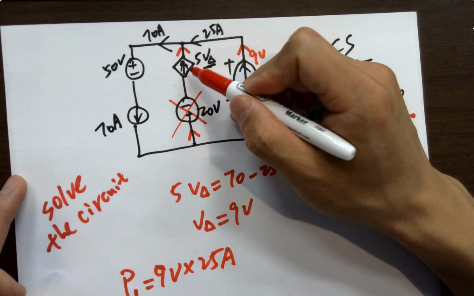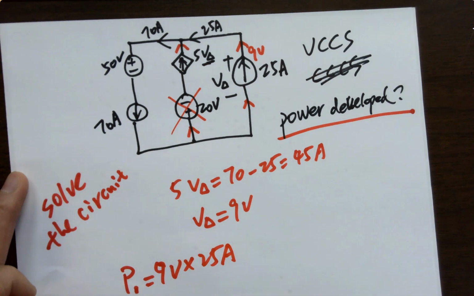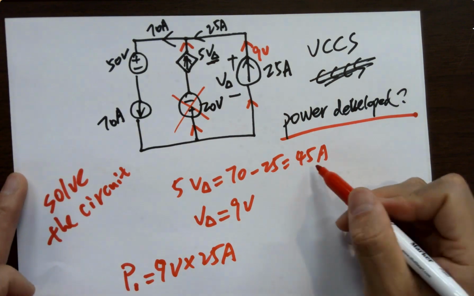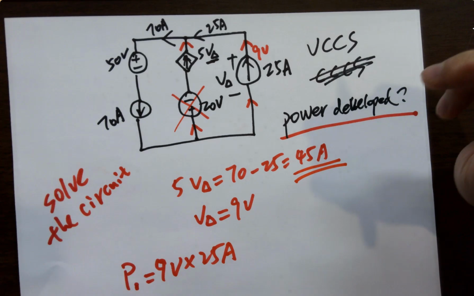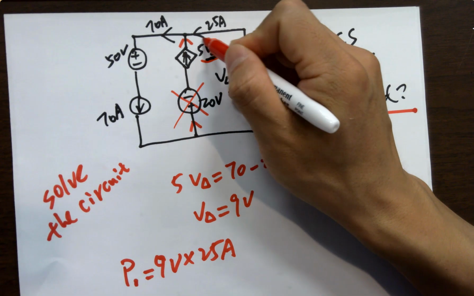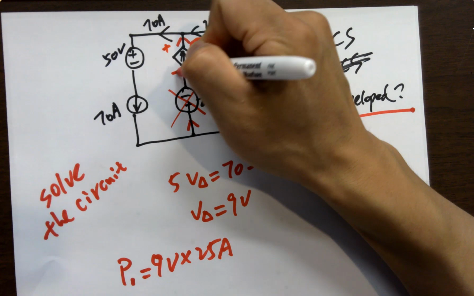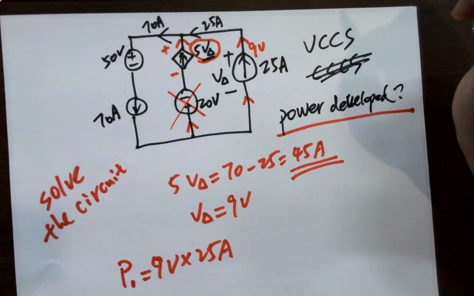Now let's look at this one. Since we know 5 delta V, however 5 delta V is a current, not a voltage, because it's a voltage controlled current source, right? So when you get this number, it's giving you the current. But do you know the voltage across it? Not yet. How can we calculate it?